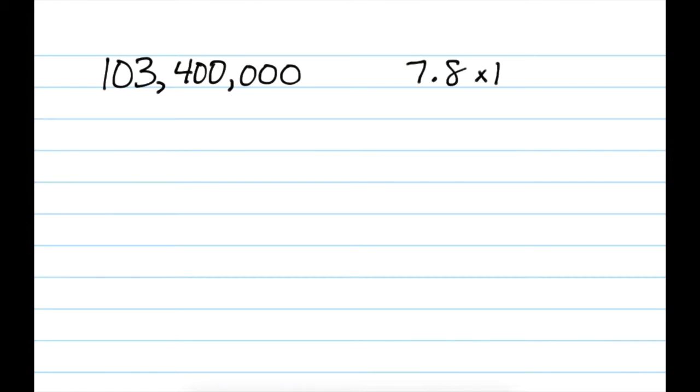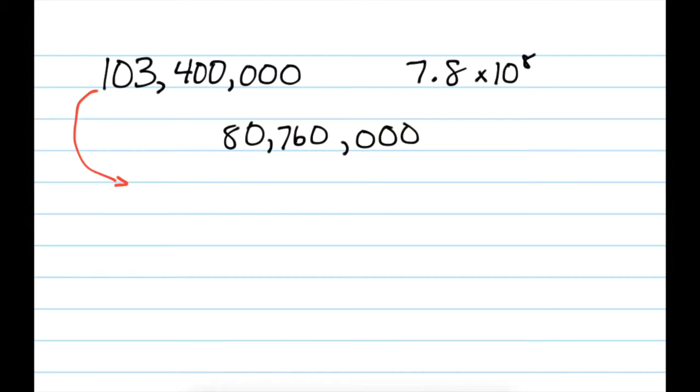So if we start with three numbers and we want to order them from least to greatest, our first step would be to put them all in the same notation. And since we've been working with scientific notation, it will be good practice for us to put them in scientific notation first. So let's start with the 103,400,000.